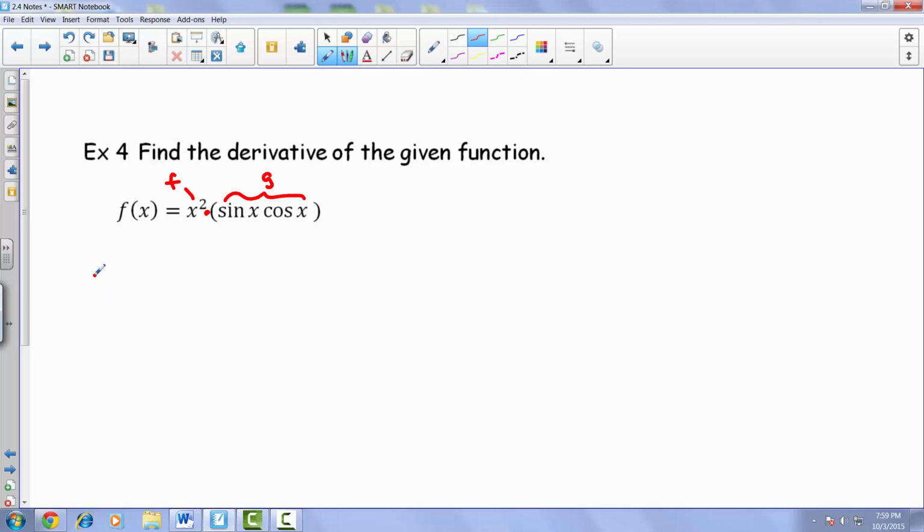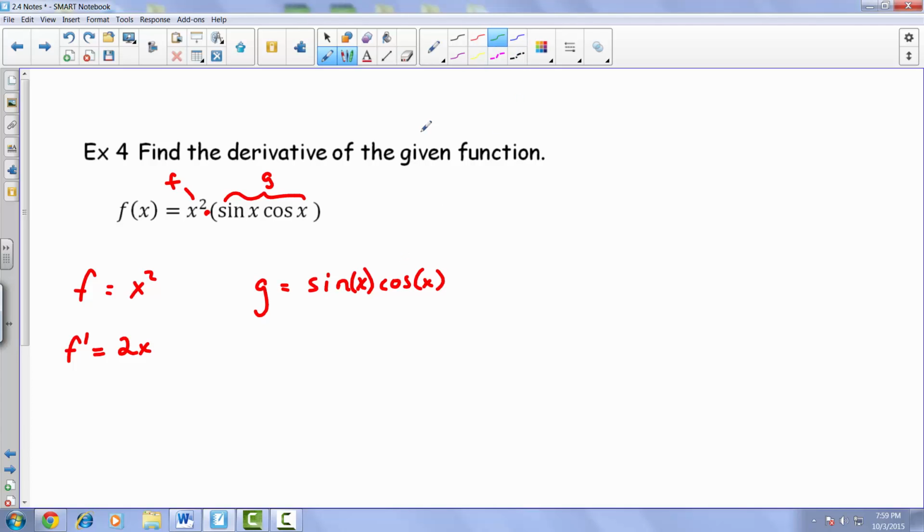So then f is going to be our x squared, and g comes out to be the sine of x times the cosine of x. Now when we take the derivative of f, it just comes out to be 2x. The issue though comes when we're trying to take the derivative of g. Right now we actually have a product rule as we're trying to take the derivative of just g.